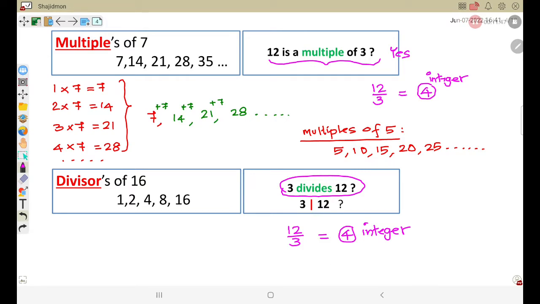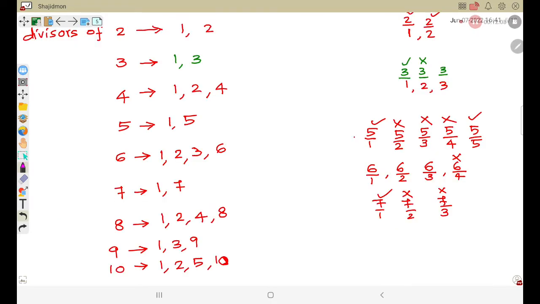You can represent it like this, with this line, which is read as divides. 3 divides 12. So divides means the second number divided by the first number should be an integer number. 12 divided by 3 is 4, an integer number, so it divides. So this is the meaning of divisor. You can see we have written the divisors of the numbers up to 10.